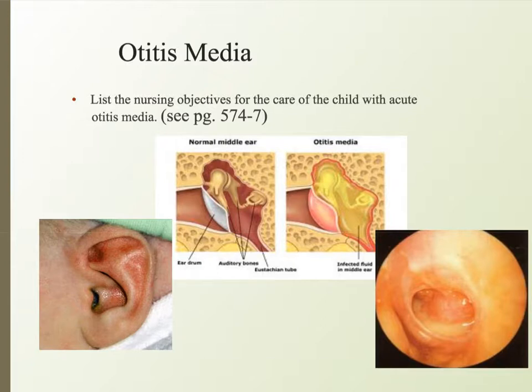What are some complications of having otitis media? It's hearing loss. Hopefully it's temporary. Mastoiditis and meningitis. Why meningitis? Because your infection is so close to your CNS, and if it's not treated well, it's easy access to get to your central nervous system.